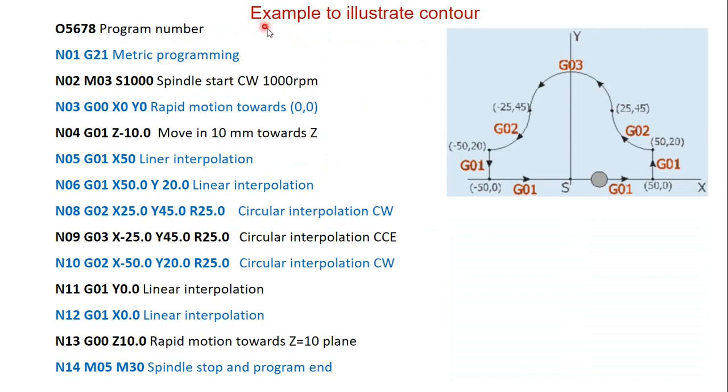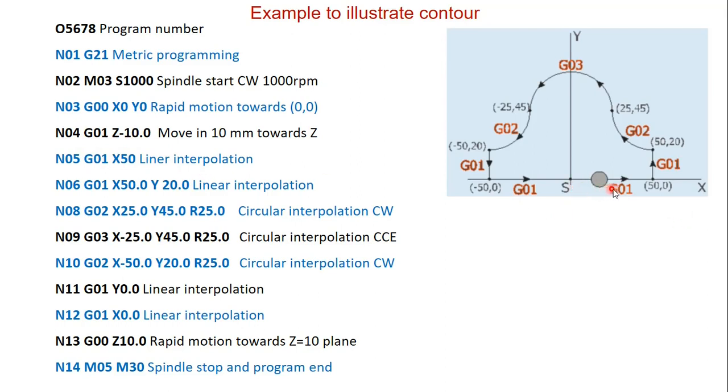So if you want to see this complete program, it will look like this. Okay, so you can see this program completely. Okay, so one more time, I'll repeat. O5678, that is the program number. So N0 G21 metric. Then M03 S1000, that means the spindle will start in clockwise direction at an RPM of 1000. Then if the tool is here, I'll rapidly move it to Z0, so the rapid motion G00. Then from there I'll go to a depth of minus 10, and then I will start moving in linear interpolation.